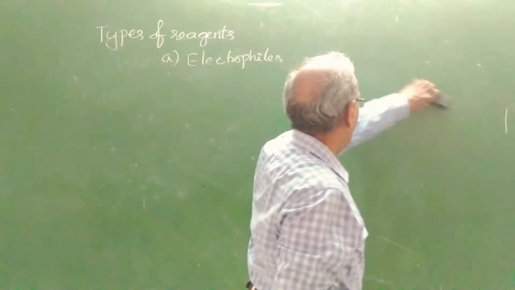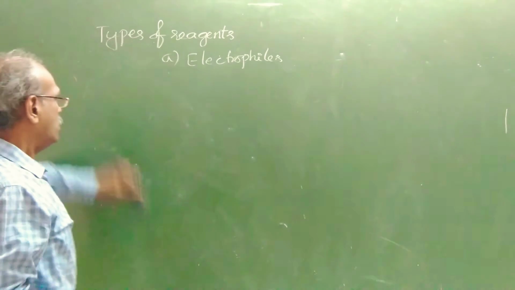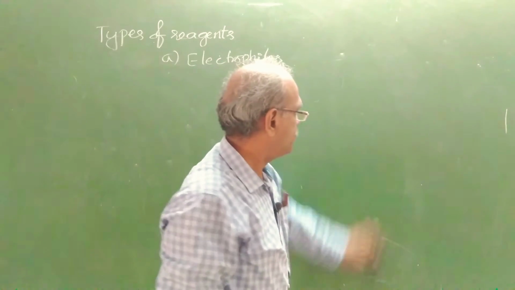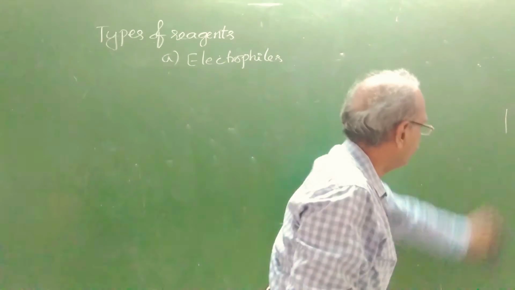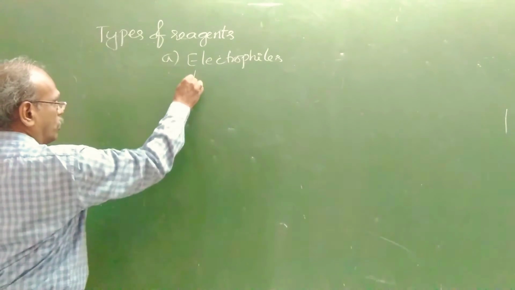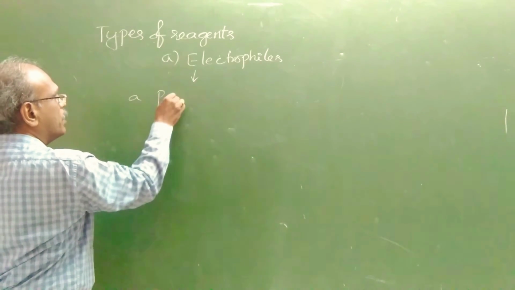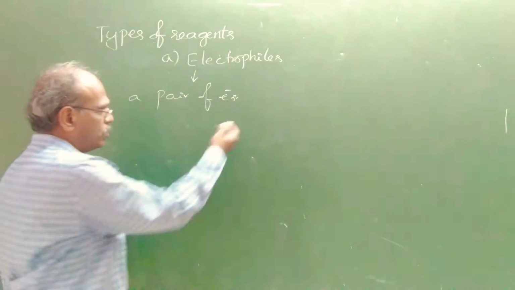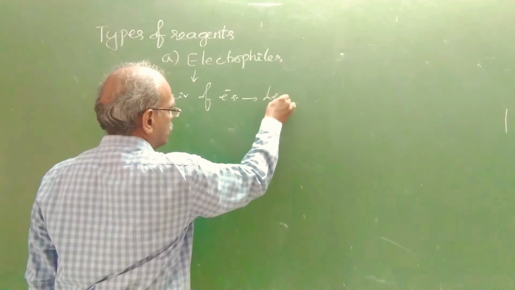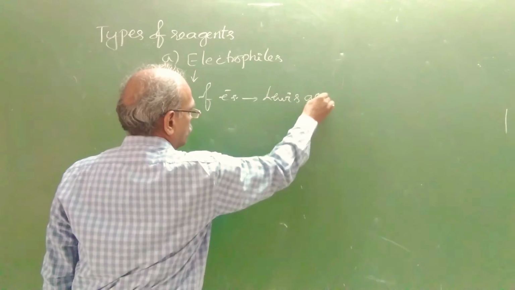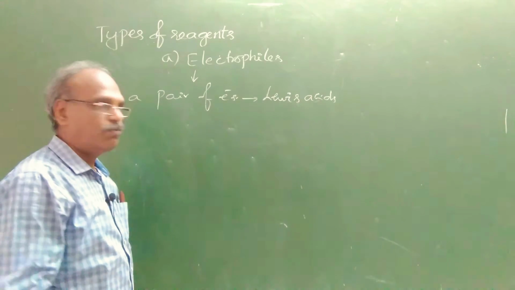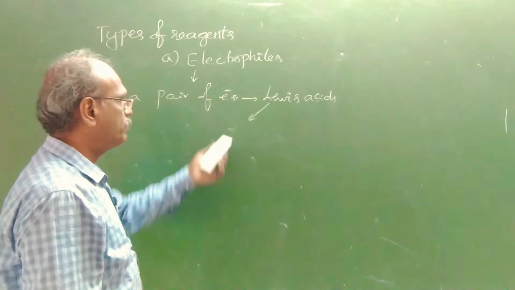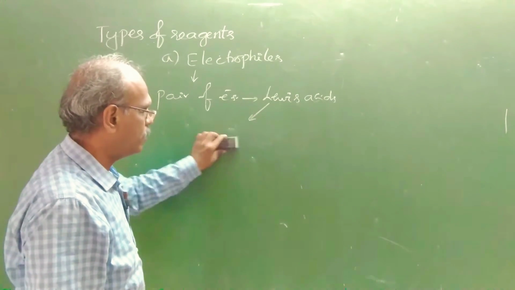What are electrophiles? See, electrophiles are the reagents which can accept an electron pair. A pair of electrons, it has to accept a pair of electrons. So, these are commonly known as Lewis acids. See, what are Lewis acids? We have seen in acids and bases chapter, but once again let us try to recollect them.